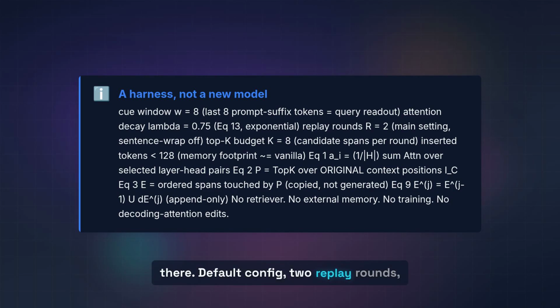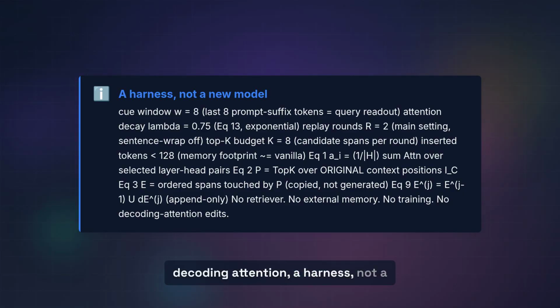Default config: 2 replay rounds, top 8 candidates, fewer than 128 inserted tokens. No retriever. No external memory, no training, no edits to decoding attention. A harness, not a new model.